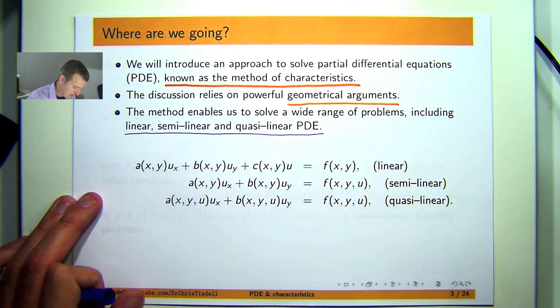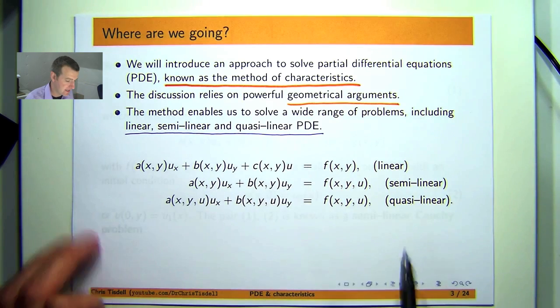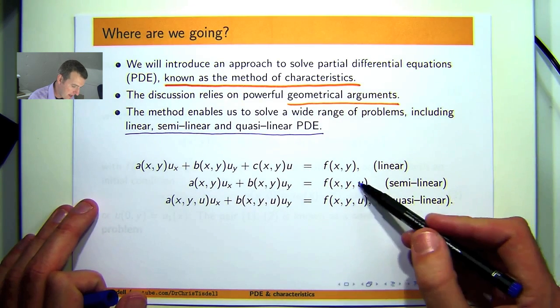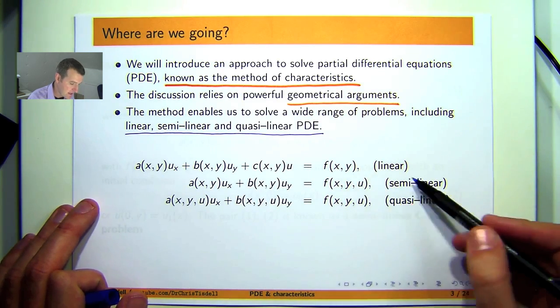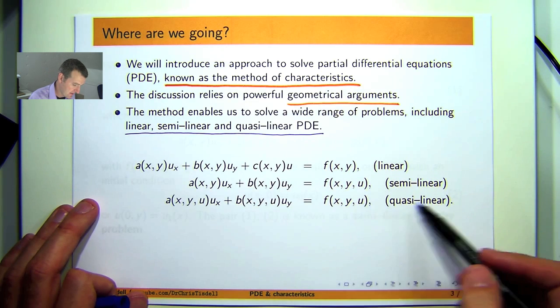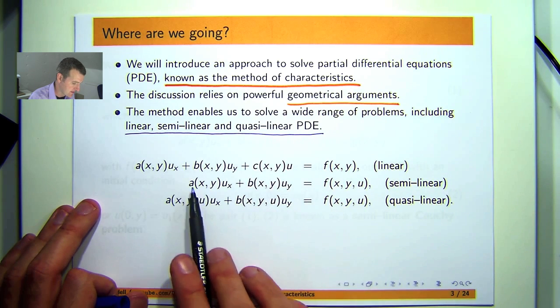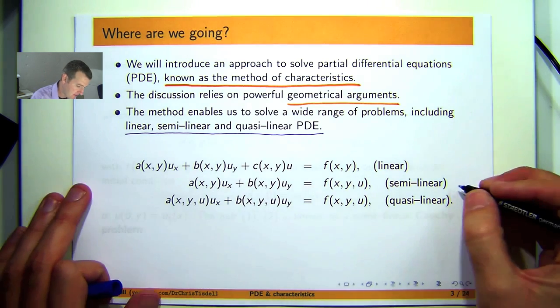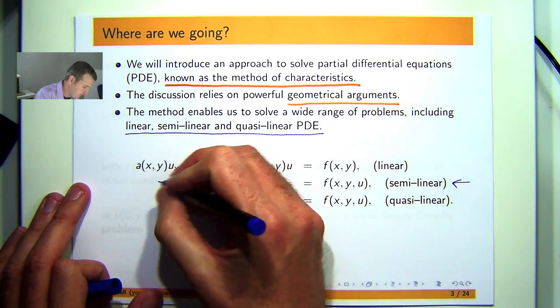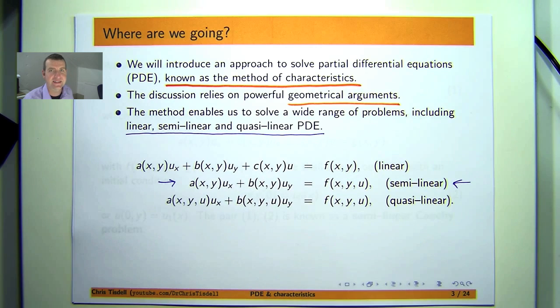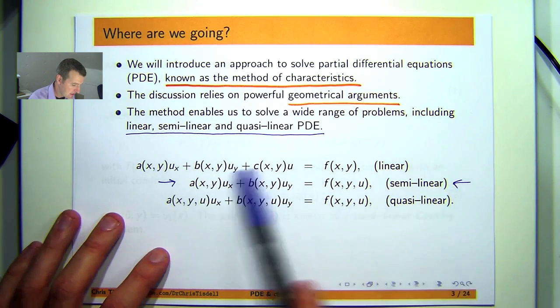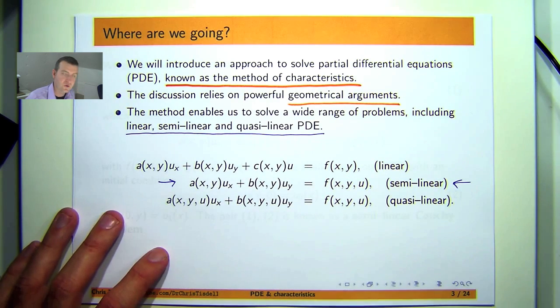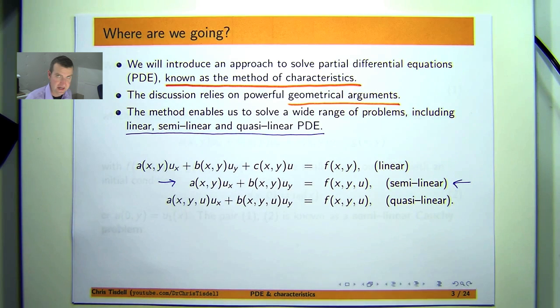The first one is known as a linear first-order PDE. Then slightly more complicated, you've got the U dependency over here, semi-linear, and finally the quasi-linear, where you have the U dependence in the coefficients on the left-hand side as well. Now the nature of this video involves the semi-linear problem. So semi-linear includes linear, but not quasi-linear. Okay, so semi-linear problems are the focus of today's presentation.